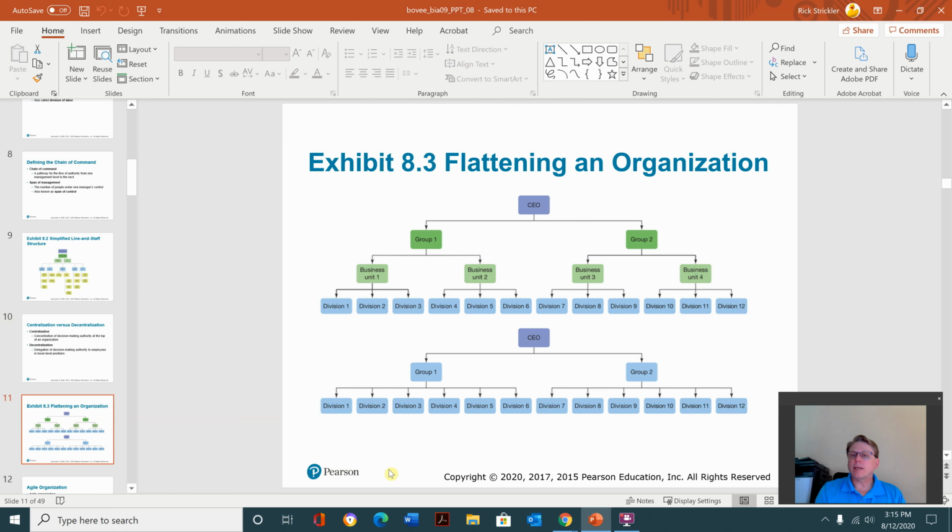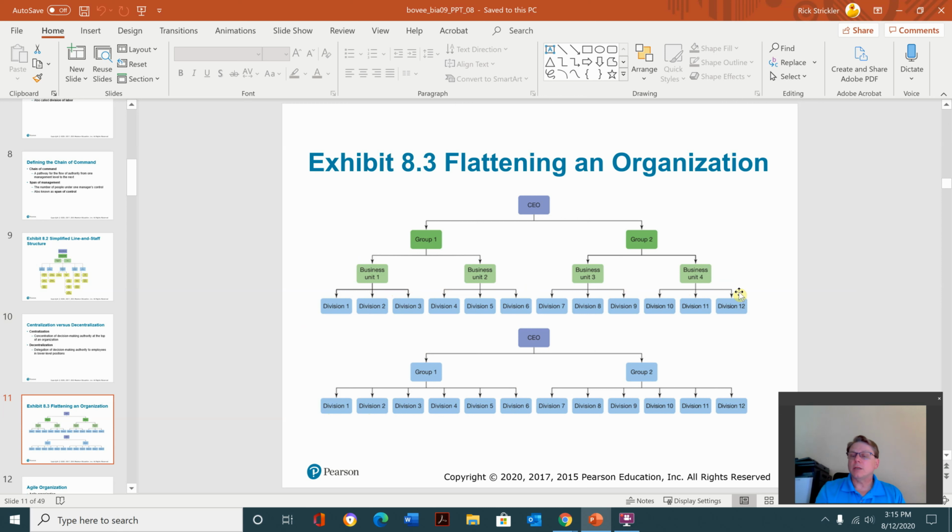Flattening an organization. Flattening means you eliminate layers. Okay, so in this situation here, they eliminated this layer right here, which was business unit 1, 2, 3, 4, and they just made it group 1 and group 2, and then the bottom layer. So they eliminated this middle layer.